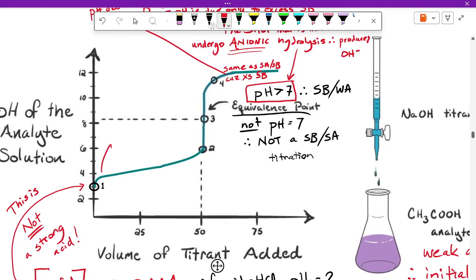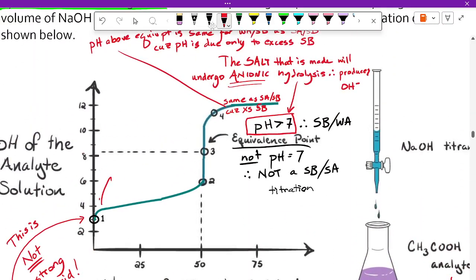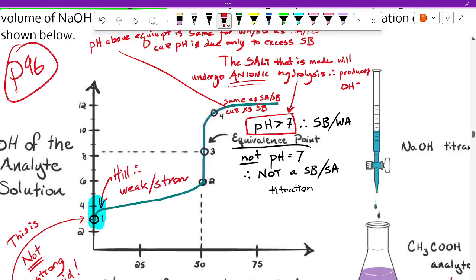Okay, so here we have a little hill. This is back on page 96. So we have a little hill, therefore weak, strong. So a weak something is being titrated by a strong something. And when we do a weak base with a strong acid, the hill's going to scoop the other way. It's going to scoop downward instead, but it's still like a little hill, all right?